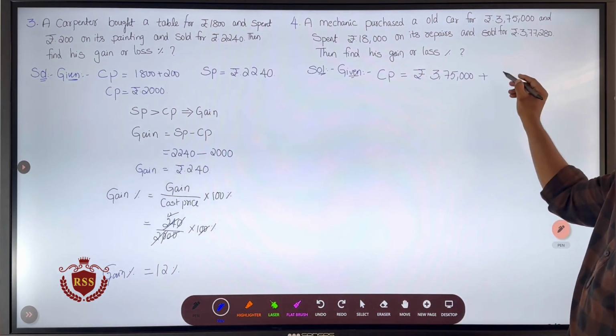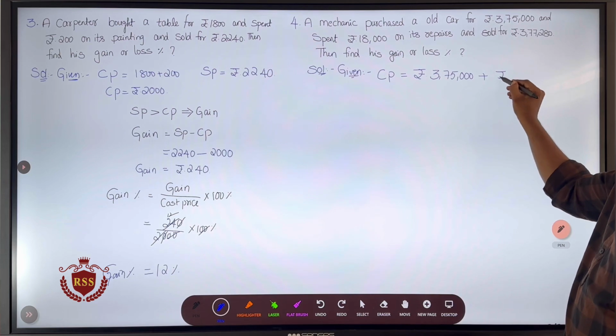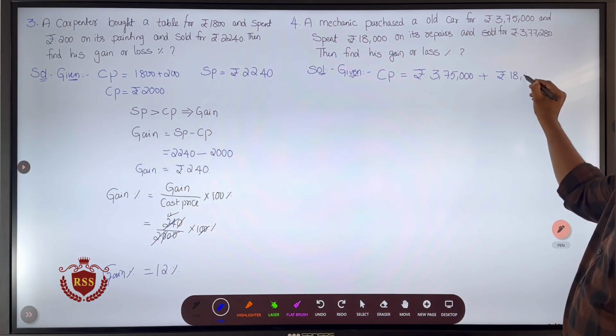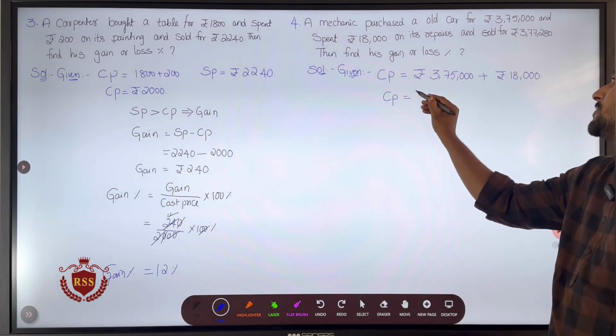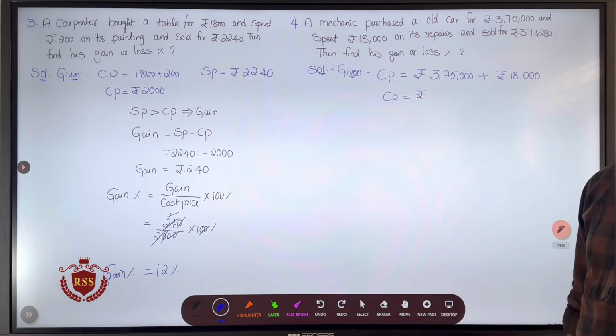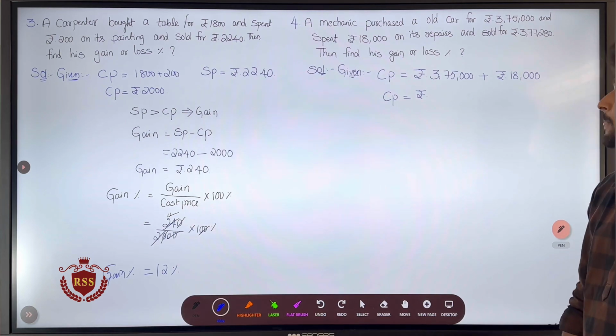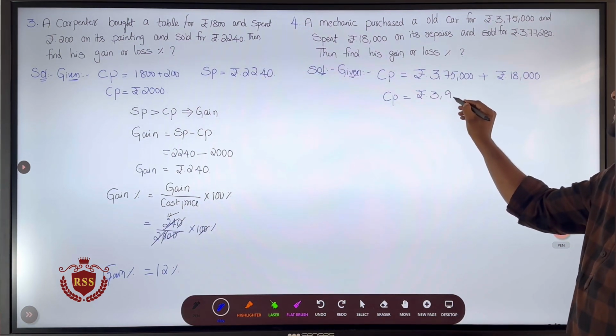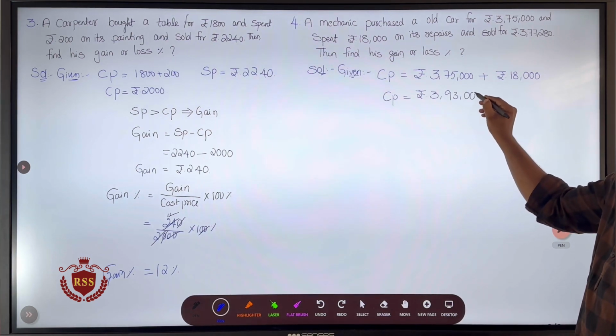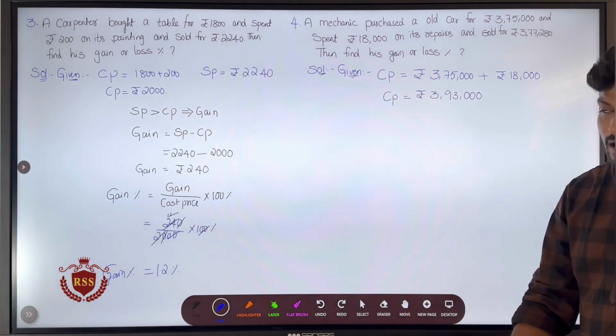So we have to include it in the cost price. What is the repair cost? Rupees 18,000. So 18,000 is included in the cost price. So what will the total cost price be? Add these two values, 3,75,000 and 18,000. It will be 3,93,000. 3,93,000 is the cost price of the car.